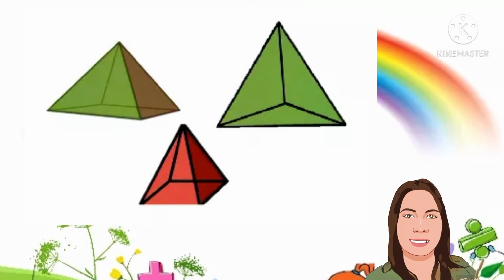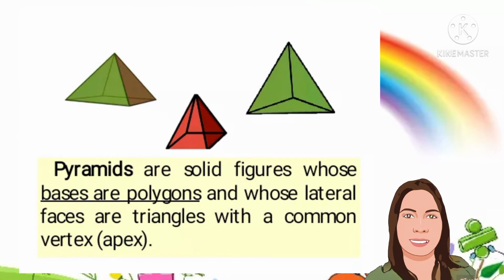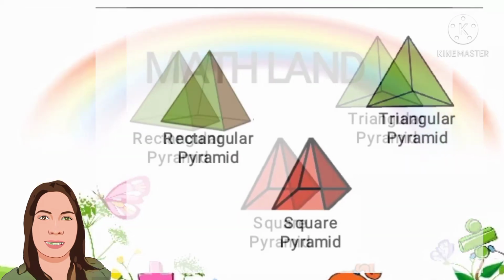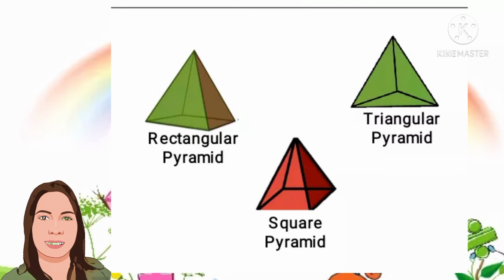Oh, what are these? Yes, they are called pyramids. Let us describe them. Pyramids are solid figures whose bases are polygons and whose lateral faces are triangles with a common vertex called apex. How are pyramids named? Yes, they are named according to the shape of their base.